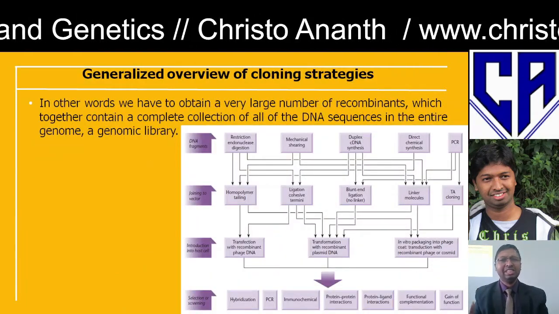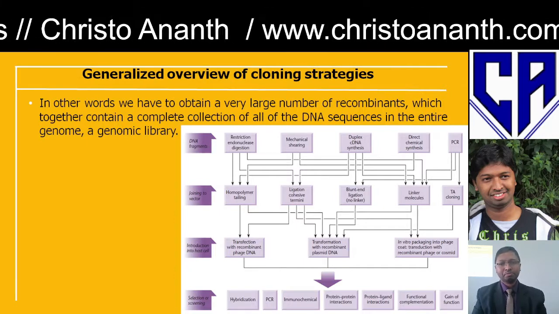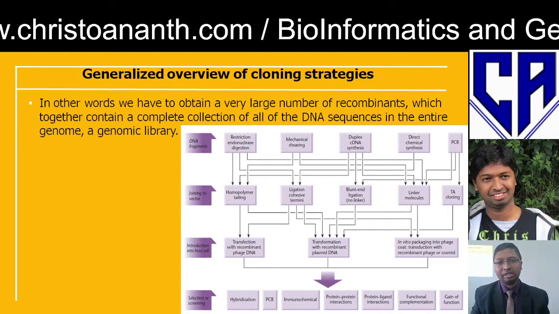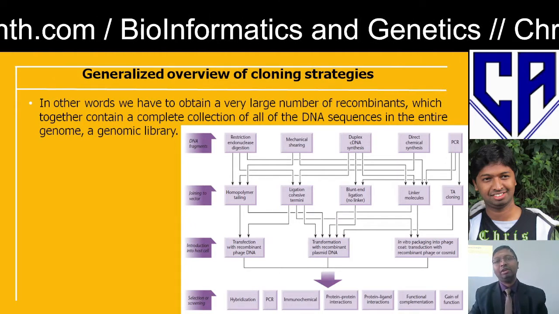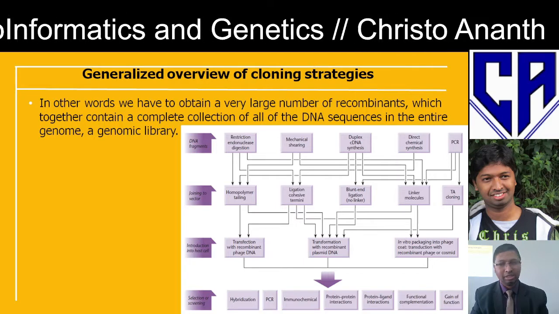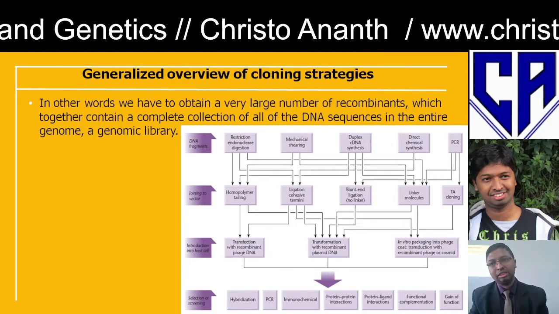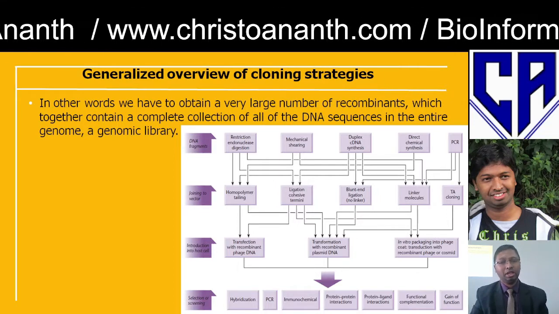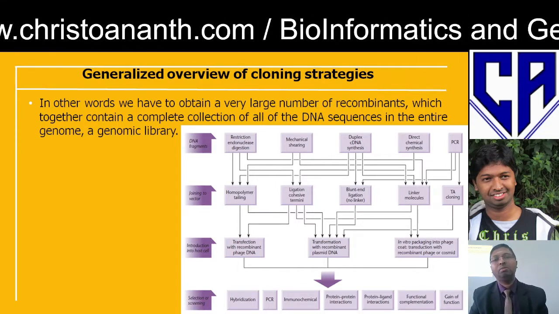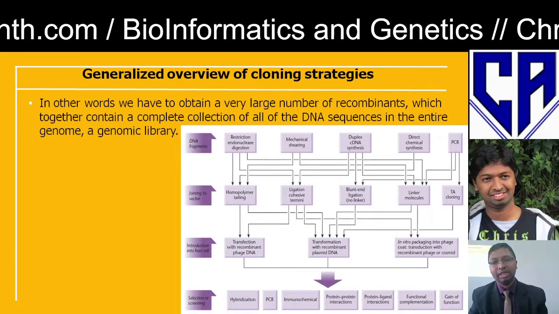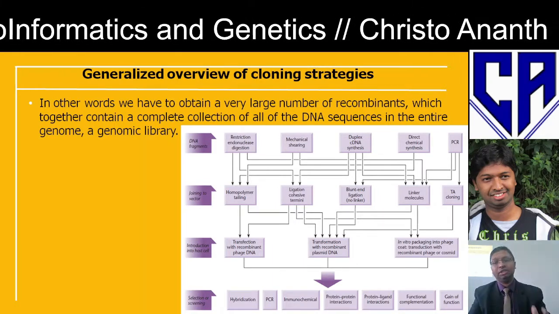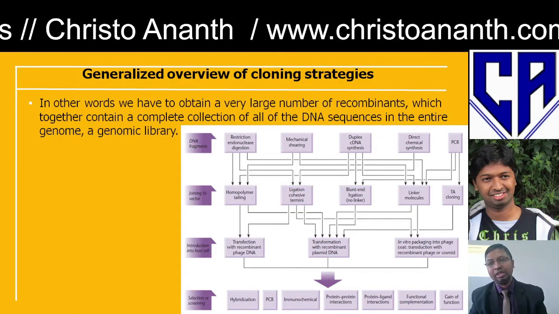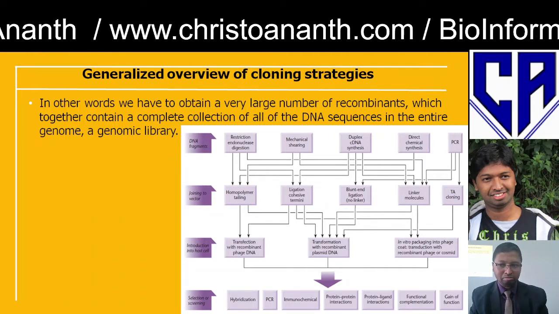So this is a generalized overview of the cloning strategy. We will have DNA fragments. Generally we will have restriction endonuclease digestion. Then we will have mechanical shearing, duplex cDNA sequences, direct chemical synthesis, and then PCR, polymerase chain reaction. Then joining to vector is the next step. We will go with homopolymer tailing, then ligation of cohesive termini, then blunt end ligation, then linker molecules and TA cloning as well.